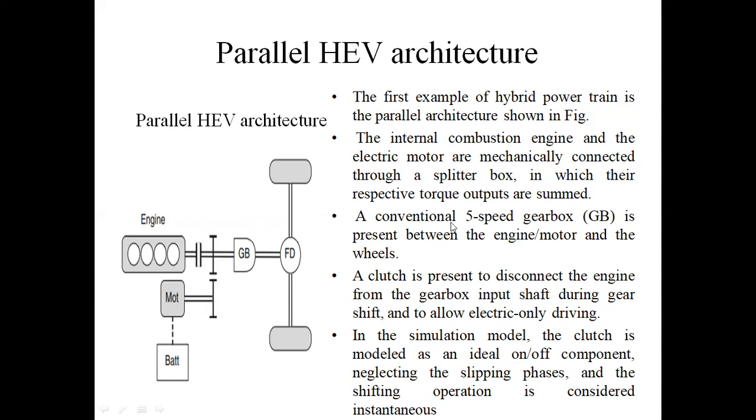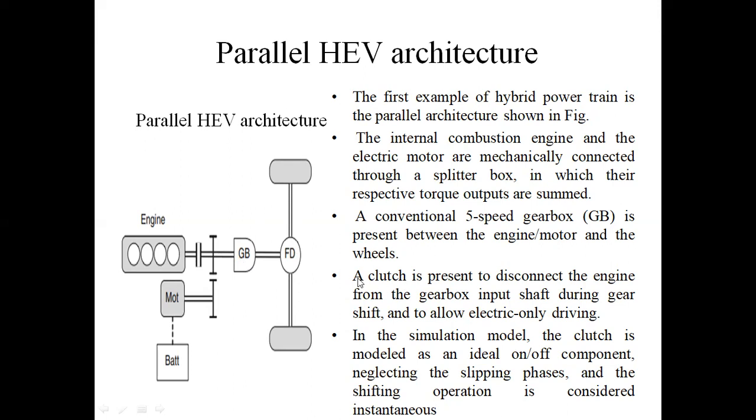Next, a conventional 5-speed gearbox, GB, is presented between the engine and the motor and the wheels. GB means gearbox. This gearbox is a conventional 5-speed gearbox: first gear, second, third, fourth, and so on. It sits between the engine and motor, which are its two inputs. The gearbox output is connected to the wheels, meaning the fixed differential. This is the gearbox output; the engine and motor are the gearbox inputs.